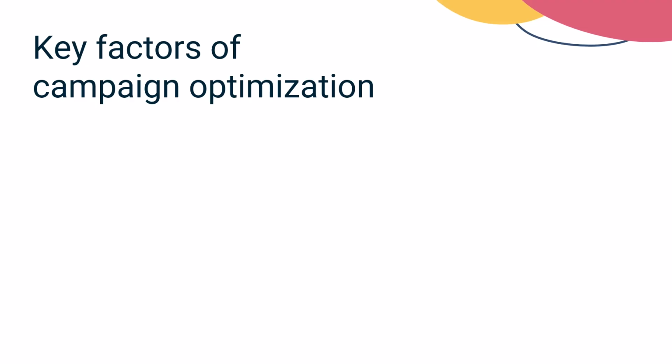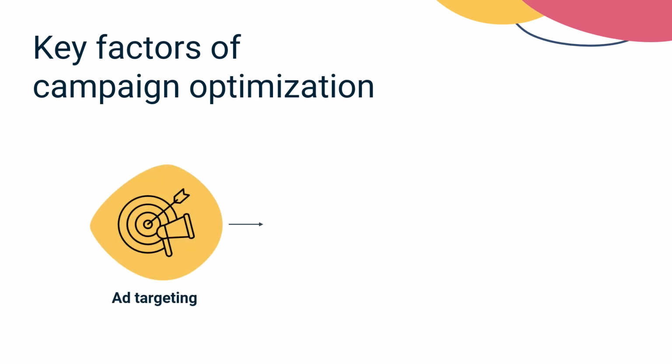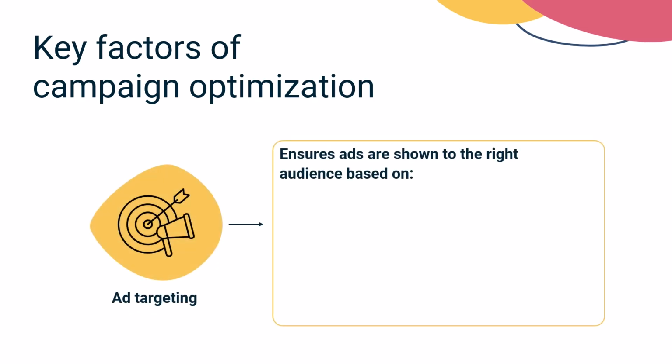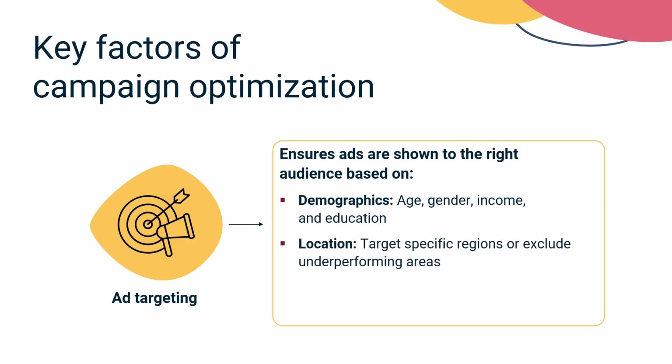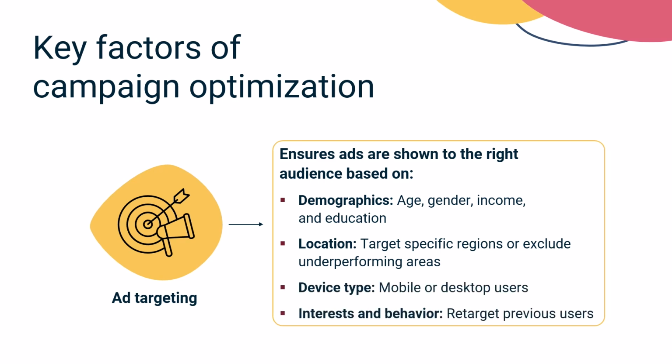Let's explore them. Ad targeting optimization ensures ads are shown to the right audience to enable engagement and conversions. Optimization is based on several criteria: demographics like age, gender, income, and education; location, so you can target specific regions or exclude underperforming areas; device types such as mobile or desktop users; and interests and behavior, so you can retarget users who have already interacted with the brand.